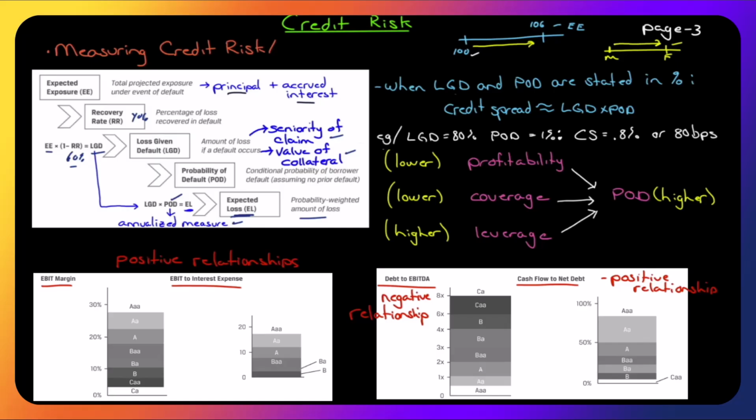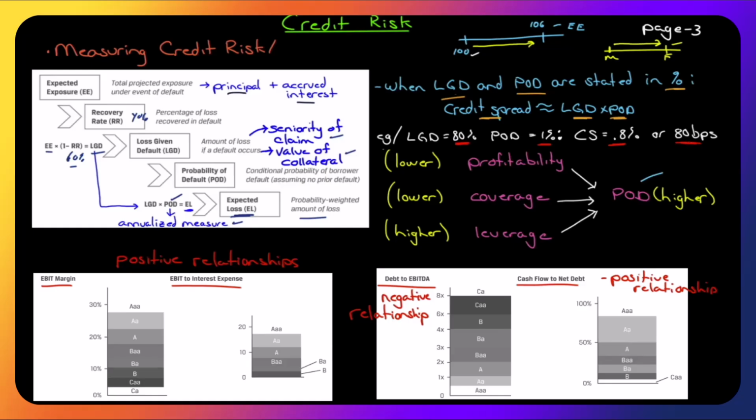When loss given default and probability of default are stated in percentage terms, we can come up with a very close approximation for the credit spread. It is approximately equal to the loss given default times the probability of default. So let's say that we are holding a bond and we calculate that our loss given default would be 80% of the value of our exposure. The probability of default is 1%, so the credit spread would be 0.8%, or 80 basis points.